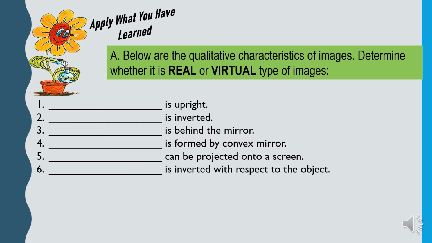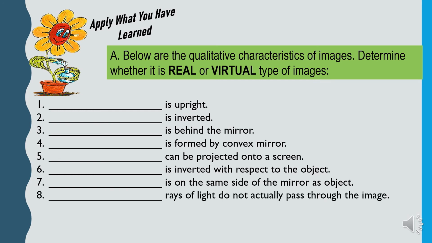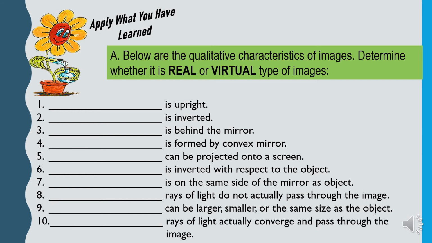6. Blank is inverted with respect to the object. 7. Blank is on the same side of the mirror as object. 8. Blank rays of light do not actually pass through the image. 9. Blank can be larger, smaller, or the same size as the object. 10. Blank rays of light actually converge and pass through the image. Write your answers on your activity notebook.